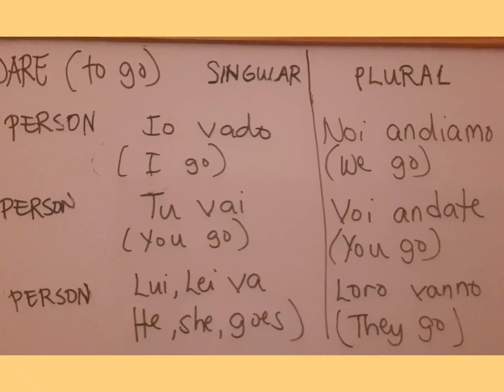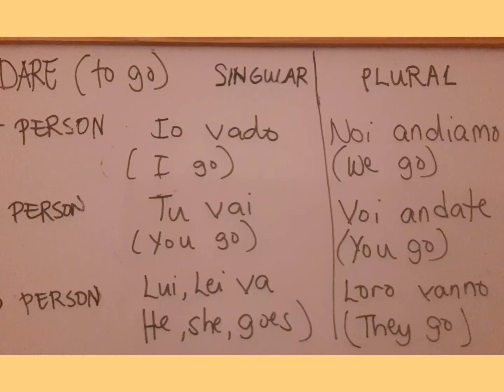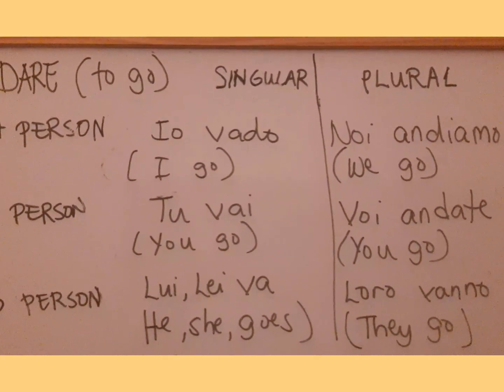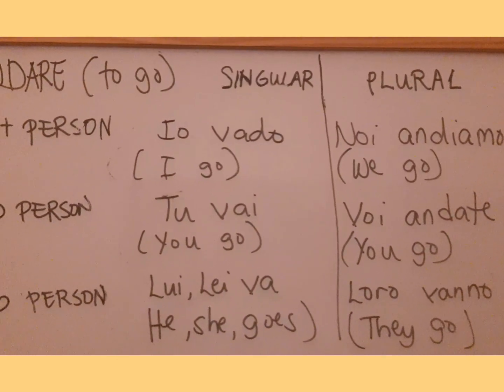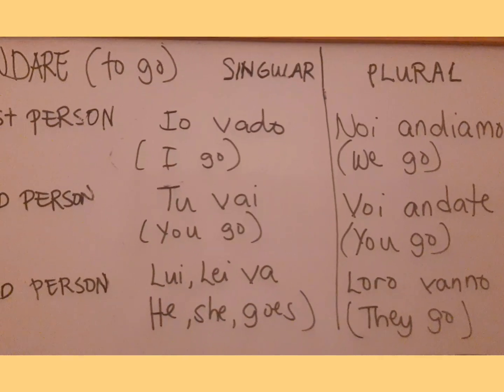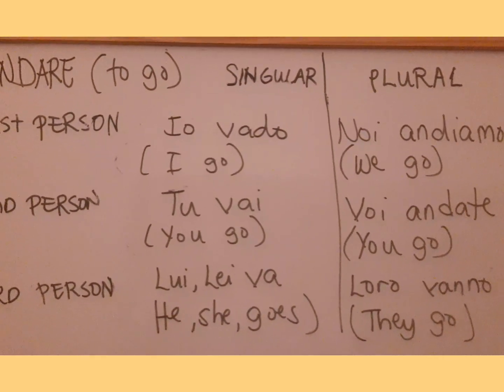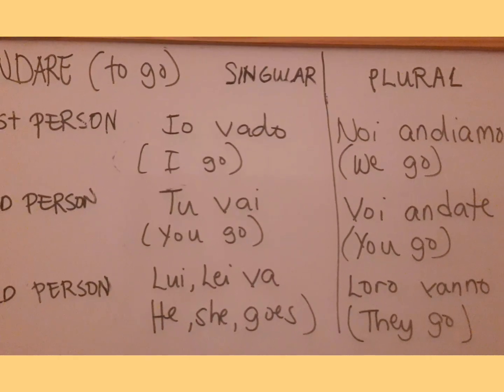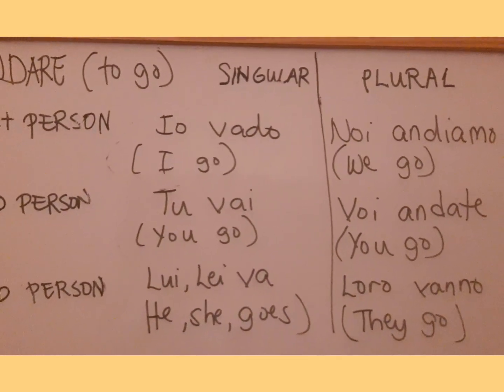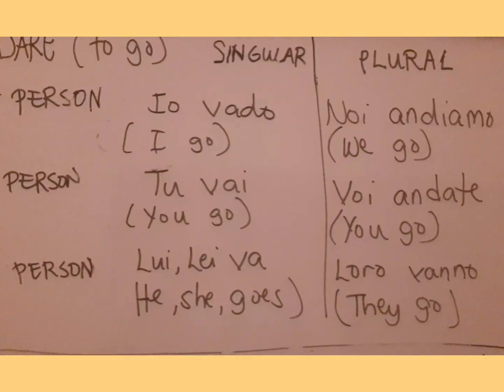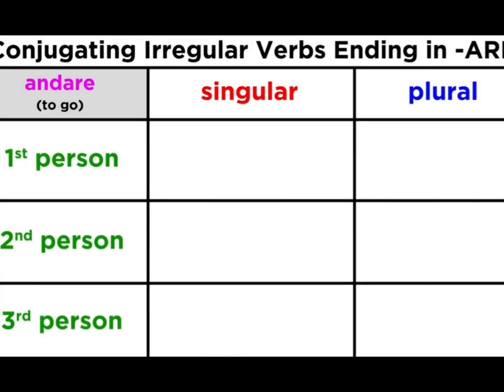Voi andate in montagna. You go to the mountain. Loro vanno a scuola. They go to the school. Andare, which means to go.